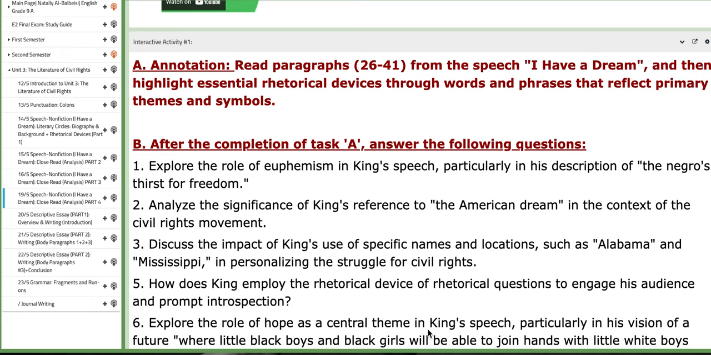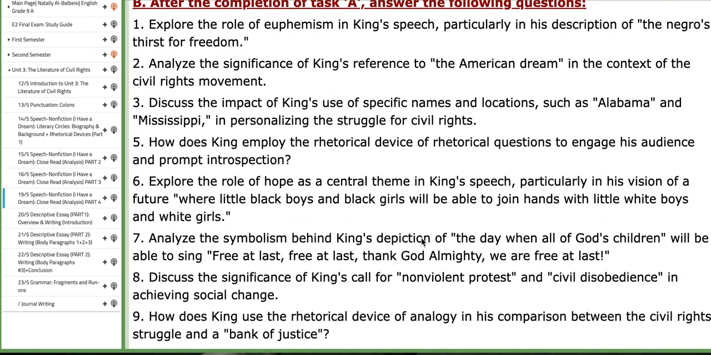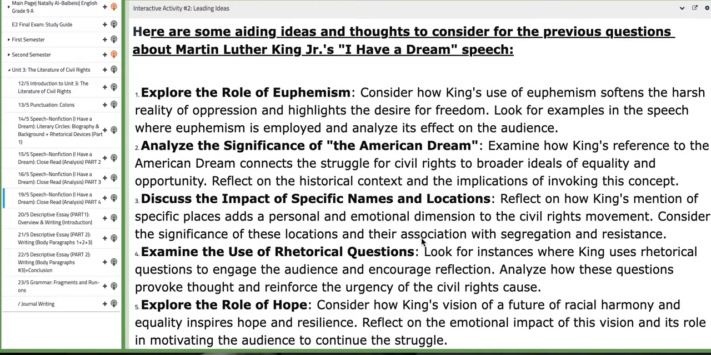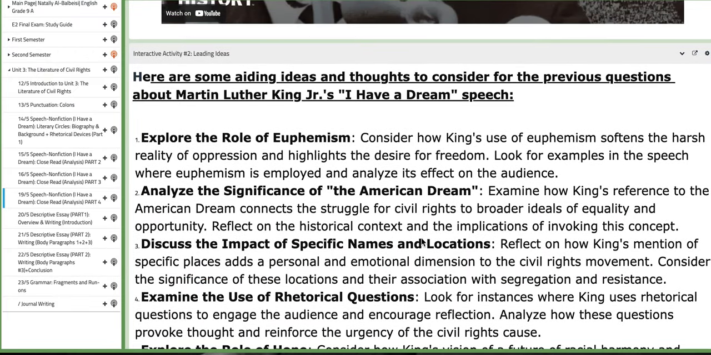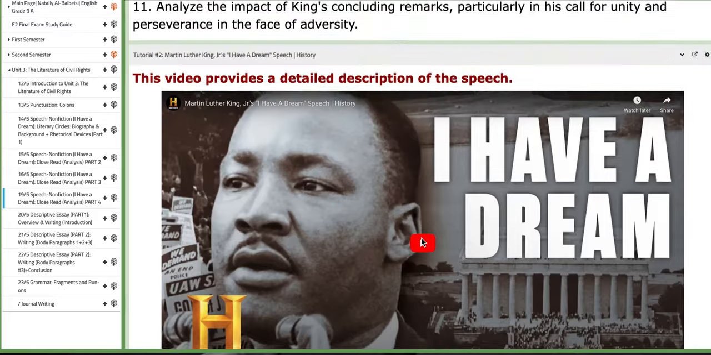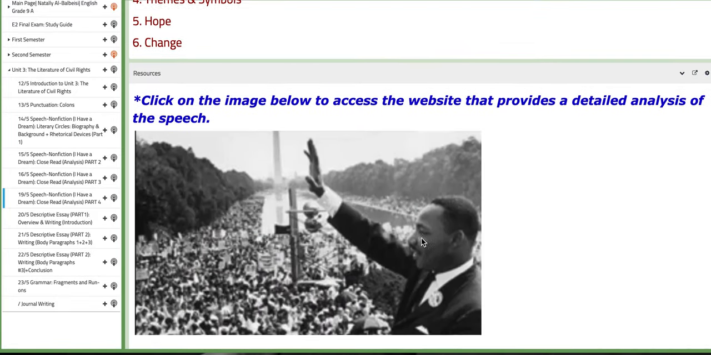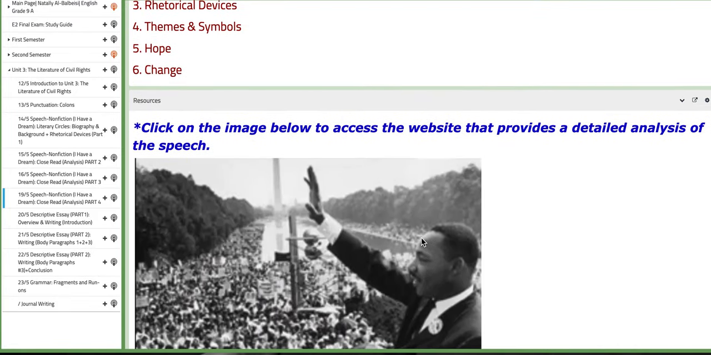We are going to focus on analyzing and highlighting essential rhetorical devices through words and phrases that reflect primary themes and symbols, of course. And we will discuss these questions together. Of course, you have the interactive activity number 2, leading ideas to aid you while you are working on these questions, along with tutorials and the primary website that includes aiding tips or information that would support your analysis.